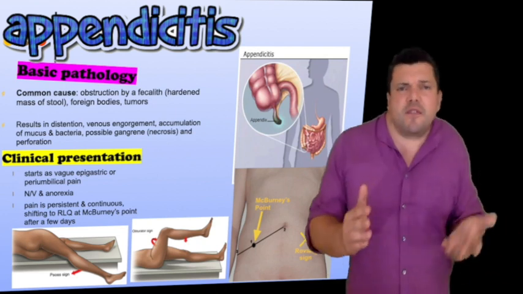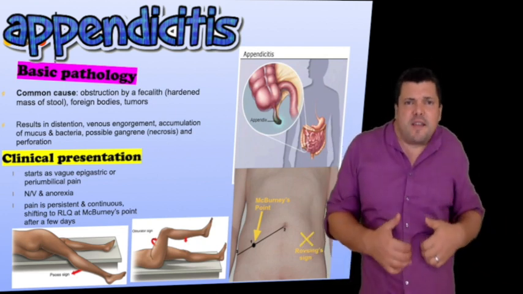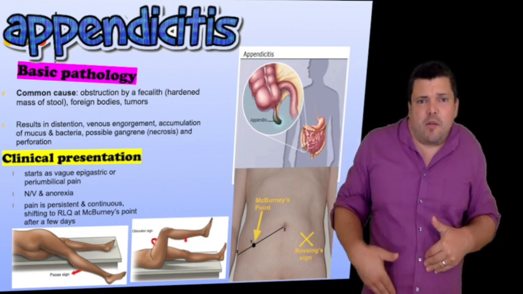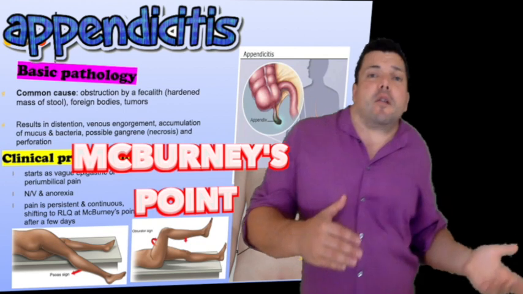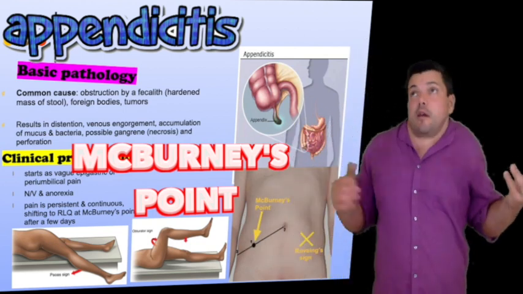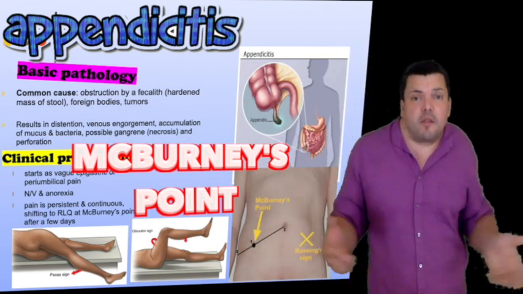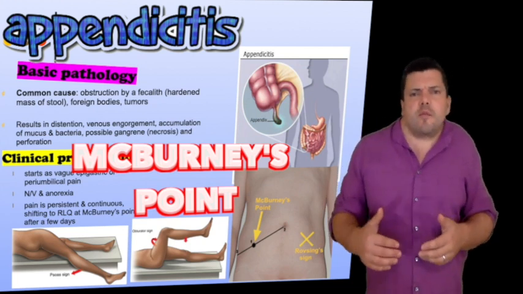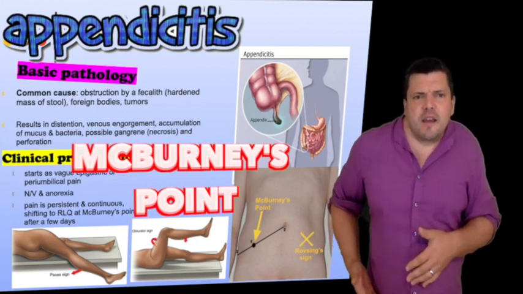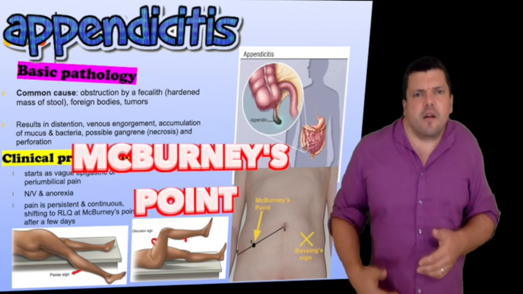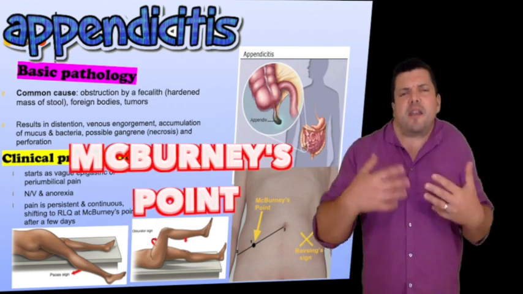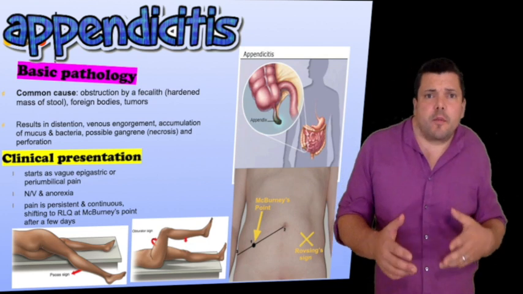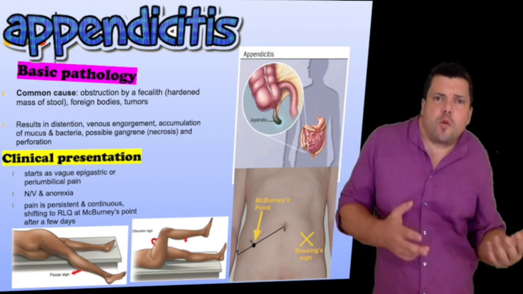So over the course of a day or so, what was periumbilical pain actually migrates down to a point called McBurney's Point. Here we go with more people hanging their names all over everything. But yeah, McBurney's Point, that area about two-thirds of the way between the umbilicus and the iliac crest, where appendiceal pain is characteristic. In assessment class, you're going to talk about the obturator sign and the psoas sign.